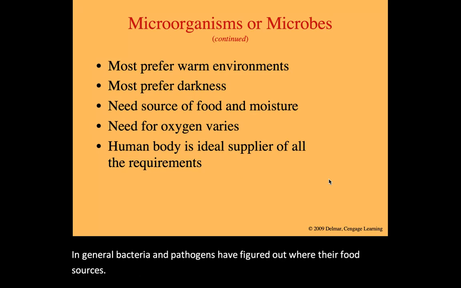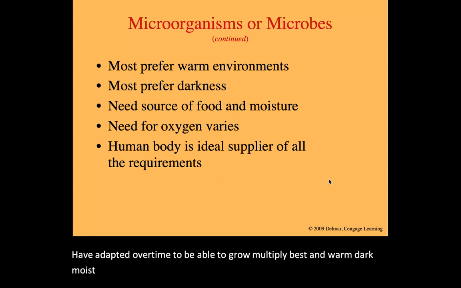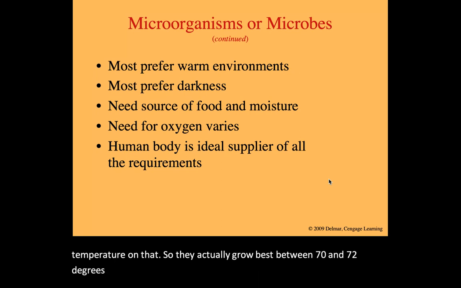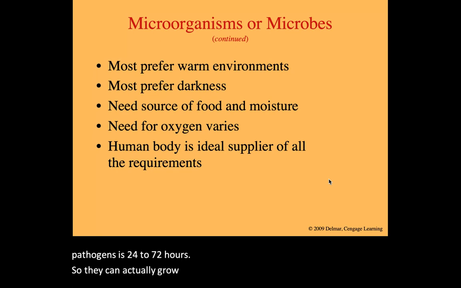In general, bacteria and pathogens have figured out where their food source is. They have adapted over time to be able to grow and multiply best in warm, dark, moist environments. So believe it or not, we could include our room temperature in that. They actually grow best between 70 and 72 degrees Fahrenheit. The normal incubation period for most bacteria and pathogens is 24 to 72 hours. So they can actually grow and multiply pretty quickly in that environment.